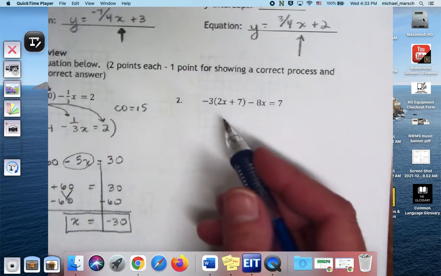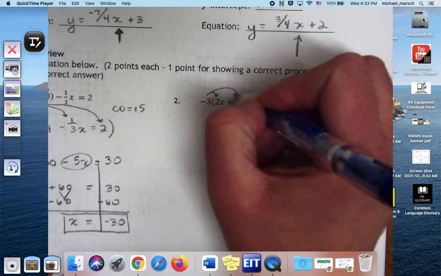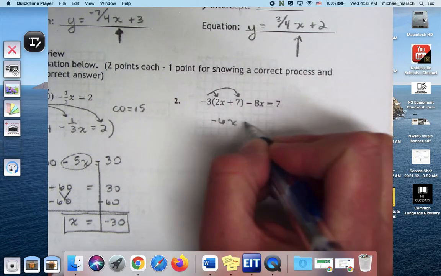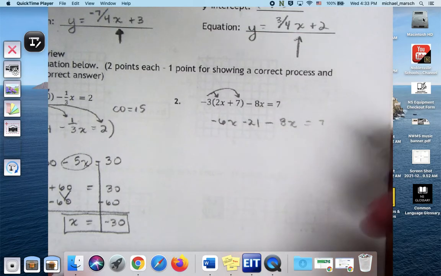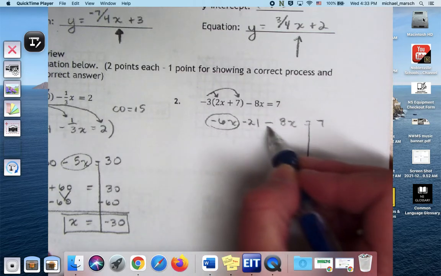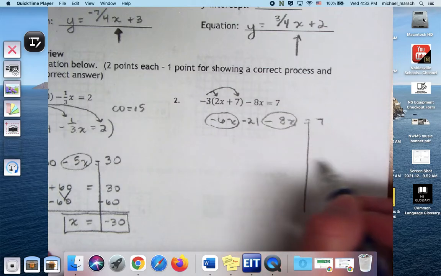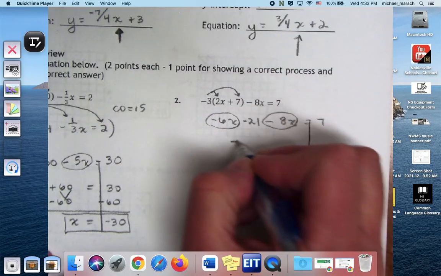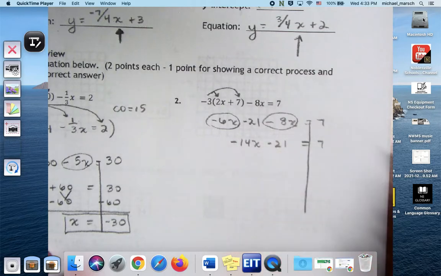And then this one's going to seem easy peasy because there are no fractions. I distribute. I get -6x minus 21 minus 8x equals 7. Draw my wall of equality. These are on the same side. So I combine like terms. I do not use inverse operations unless I cross this wall of equality. So I have -14x minus 21 equals 7.